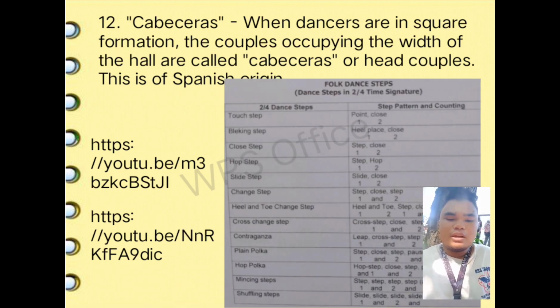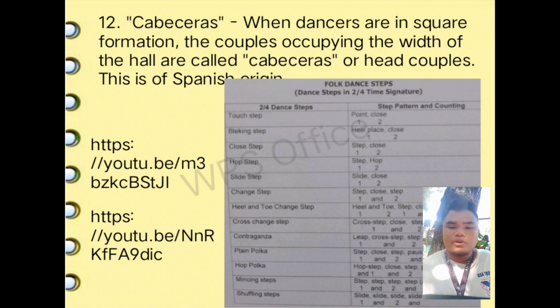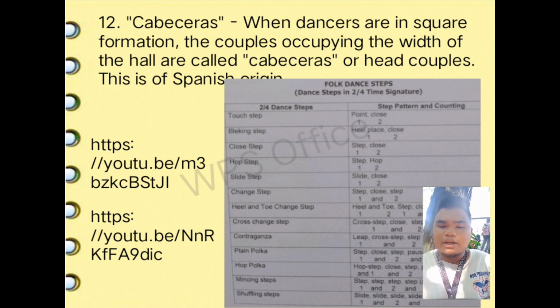Number 12, cabeceras. When dancers are in square formation, the couples occupying the width of the hall are called cabeceras or head couples. This is of Spanish origin.